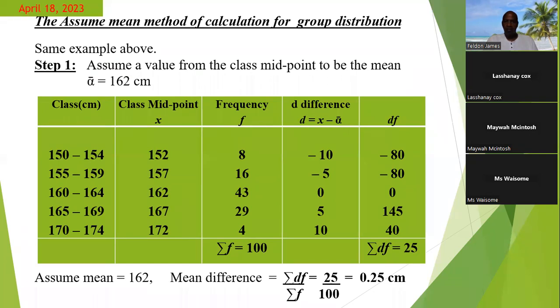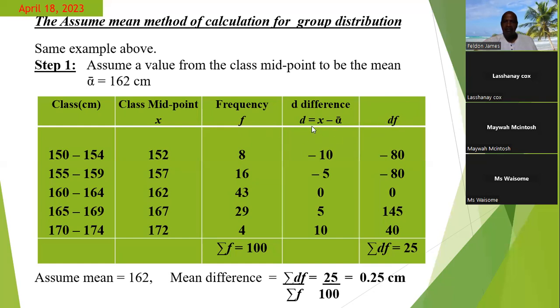Now, it's supposed to make your calculation easier. However, for some persons, you will probably not agree with that, all right? Because it involves you creating another column. You would still have to find your class midpoint value. You still would have your frequency column. Now, instead of having an X times F column, you would have a difference times F.